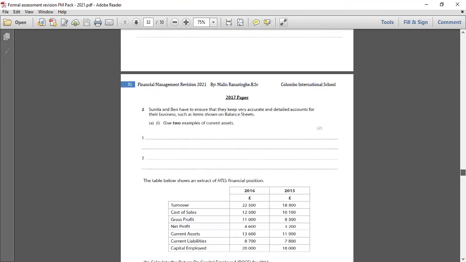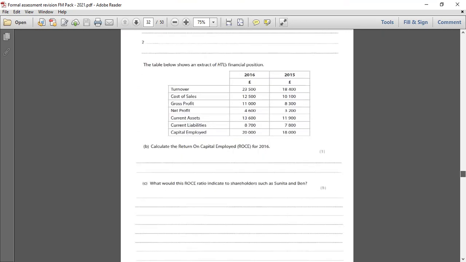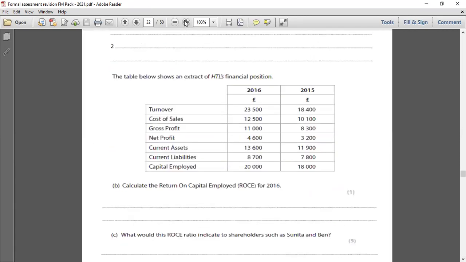Here we go, 2017 paper, right? HTL, Hugon Transport Limited, is a case study. This business is asking to calculate the ROCE. The table below shows an extract of HTL's financial position. You can see the figures they have given from 2015 to 2016.